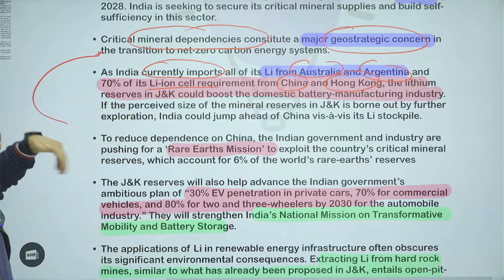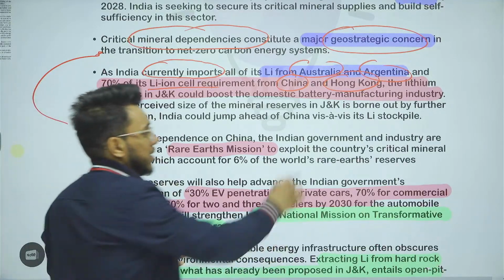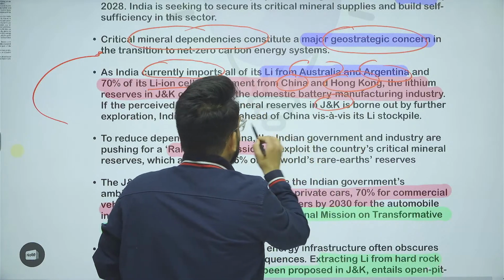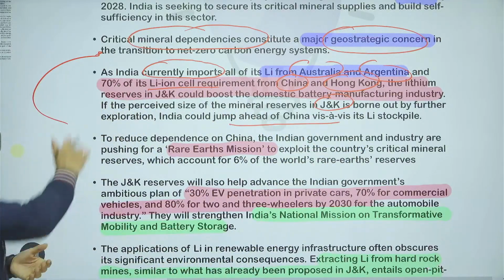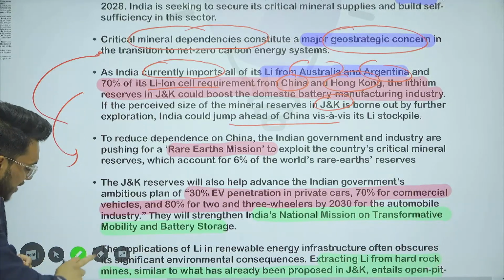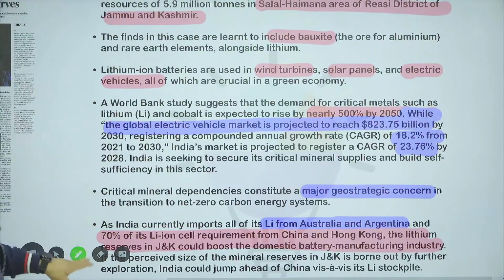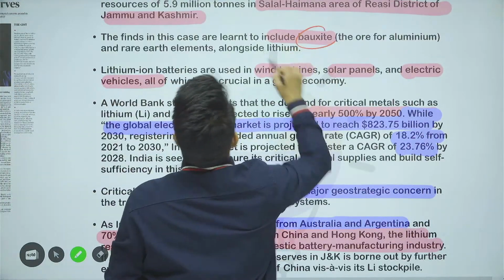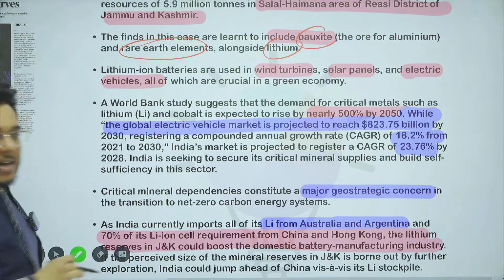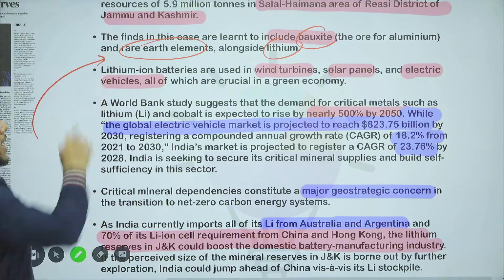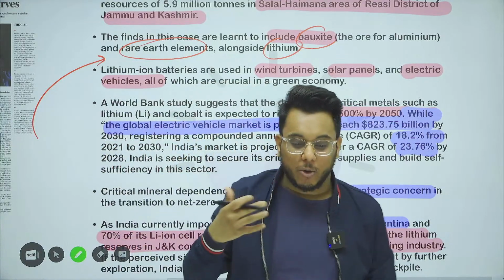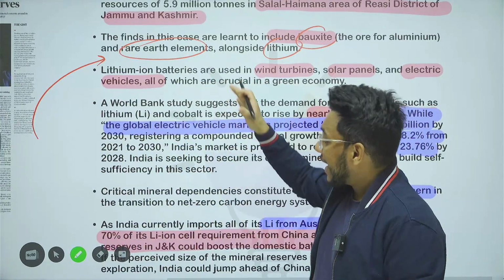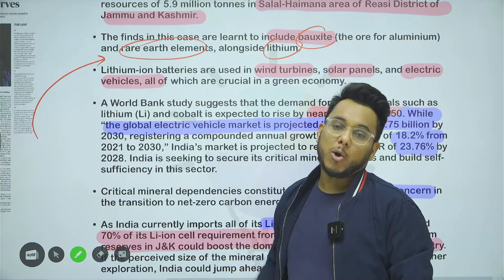So therefore, if we will be able to explore such lithium in Jammu and Kashmir, then our dependence on China can be reduced. Moreover, as I have told you guys, this particular finding includes three elements together, that is bauxite, lithium and rare earth. So understand this particular thing, that rare earth elements are very much important in electric vehicles, okay, and all such kind of things. On rare earth metals also, we are dependent a lot on China.